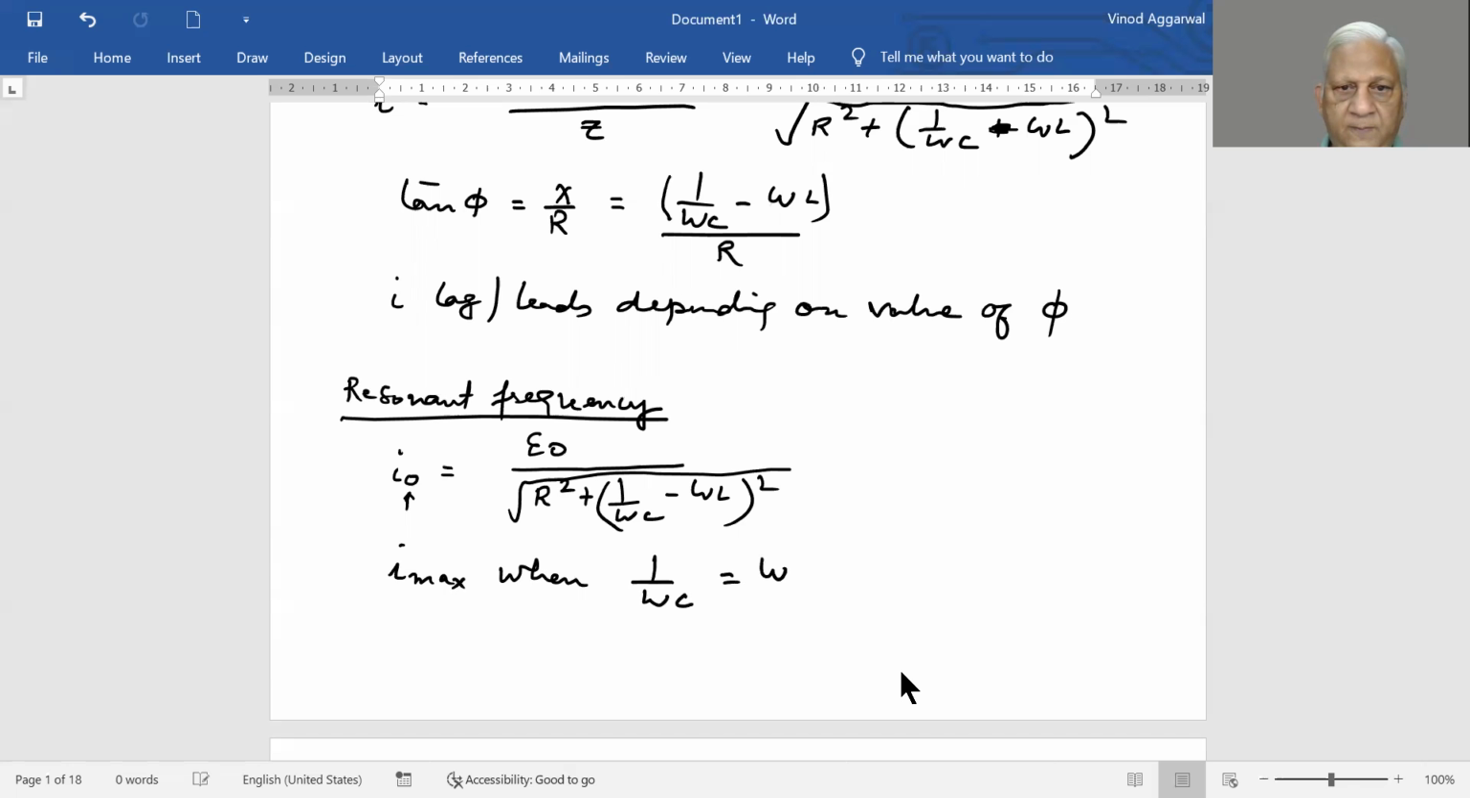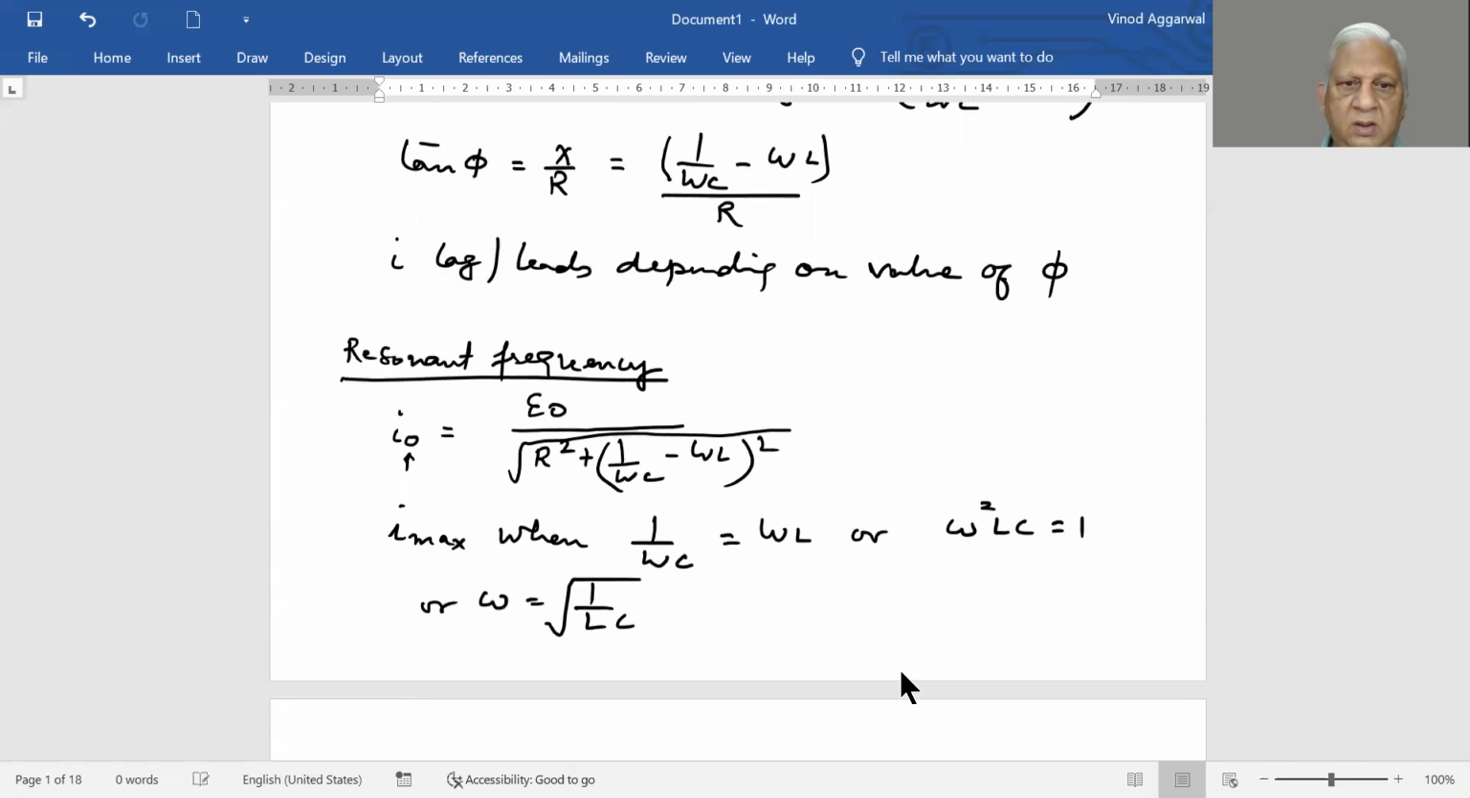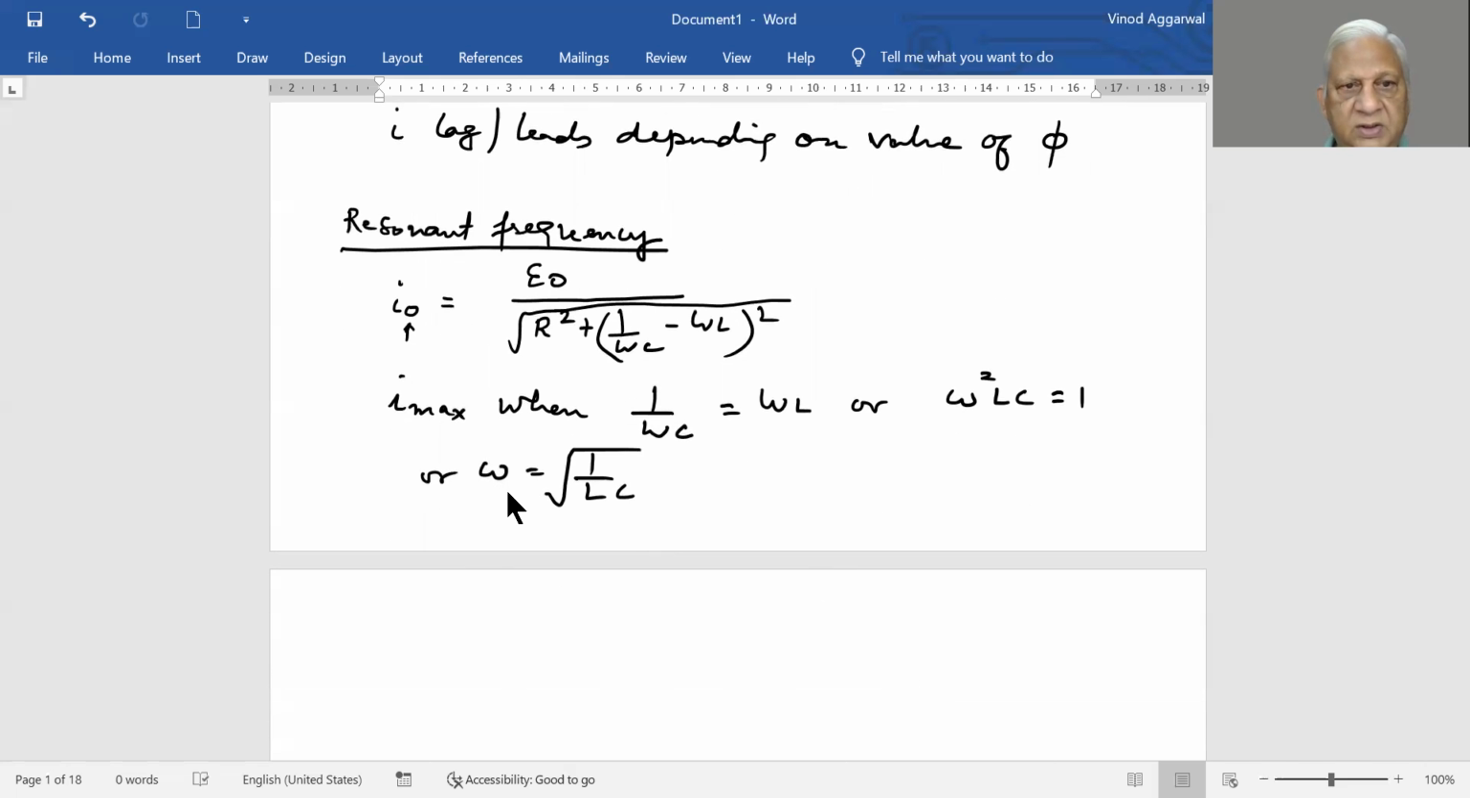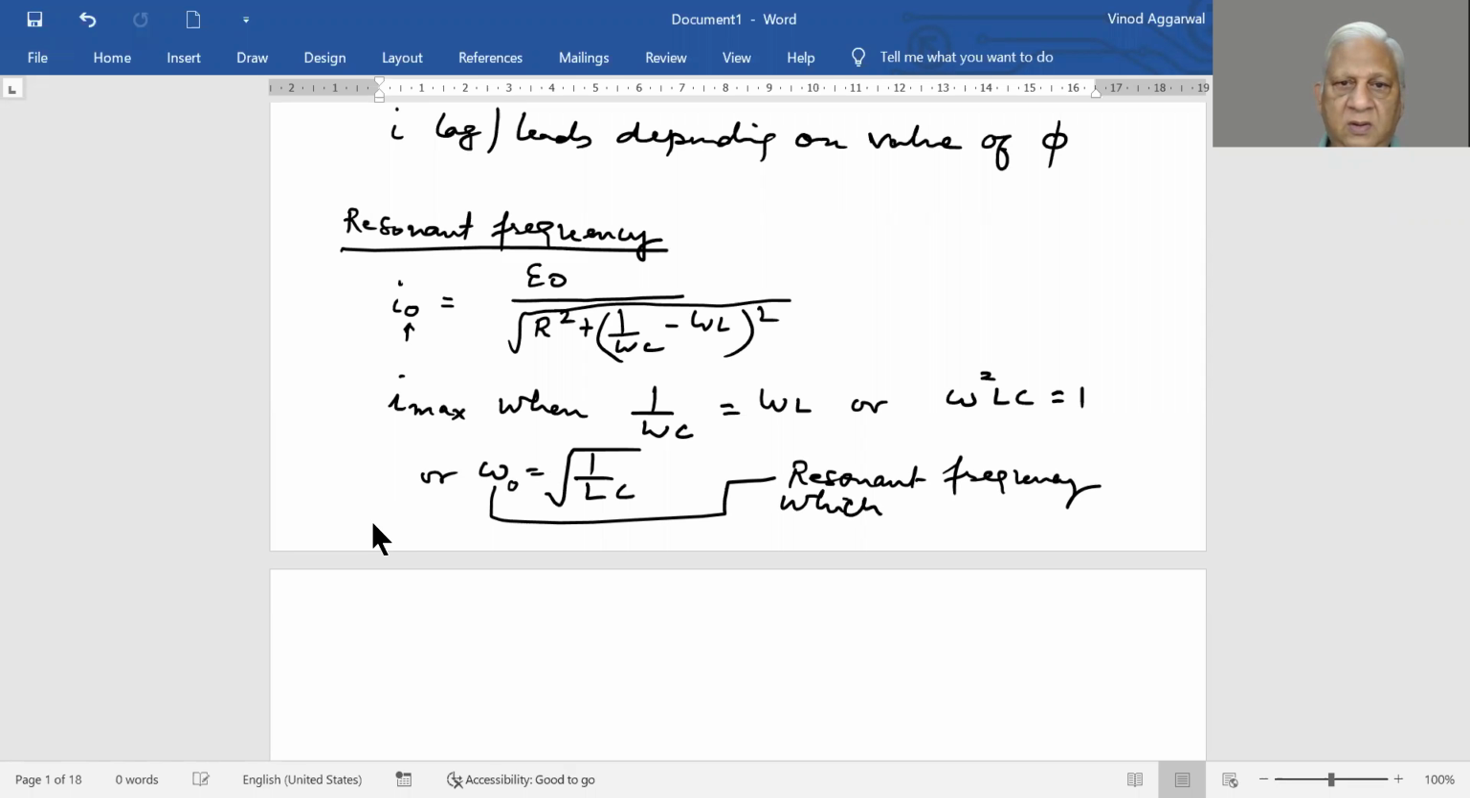this term is equal to, or, now for us, this particular frequency is of very great interest, and we call this the resonant frequency, and we denote it as, this is called resonant frequency, which makes I go to maximum value.